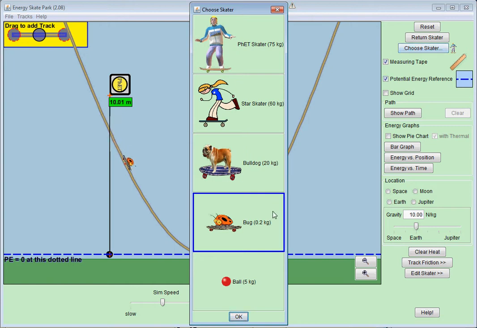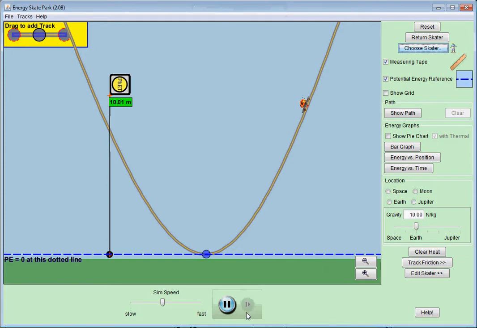See over here is 0.2 kilograms. And the bug goes back and forth down to the low point, which this dotted line represents the zero of potential energy, and up to a high point of about 10 meters. Let's call it exactly 10 meters. And here, gravity is 10, so the weight of a 0.2 kilogram bug would be 2 newtons.